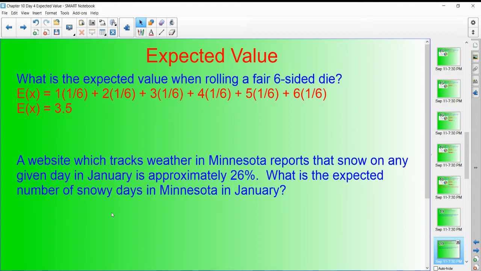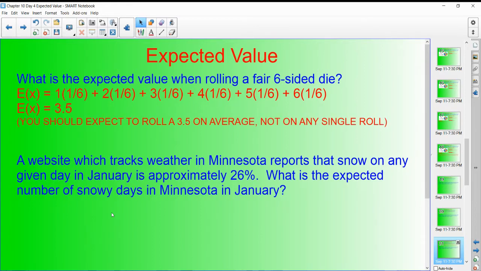Now, the second one, a website which tracks weather in Minnesota reports that snow on any given day in January is approximately 26%. How many snowy days should we expect in Minnesota in January? So we take the 31 days in January. Please make sure that you put 31, not 30. And there's 26% chance per day. So each day there's 26% chance. So approximately 8 snowy days in January, which is reasonable. We know that. Okay, we live in Minnesota.